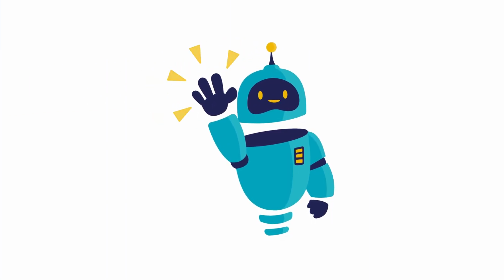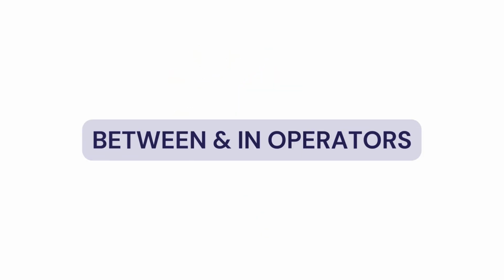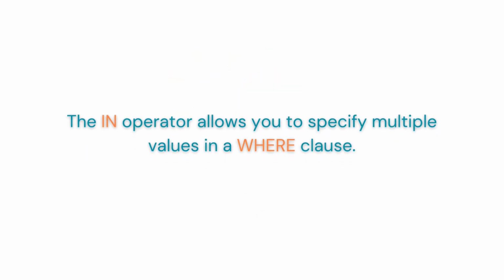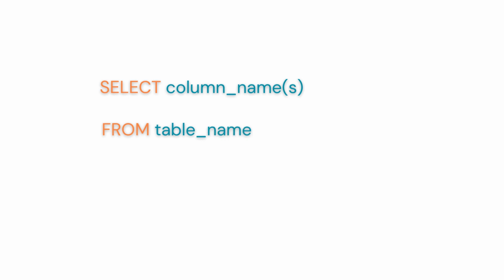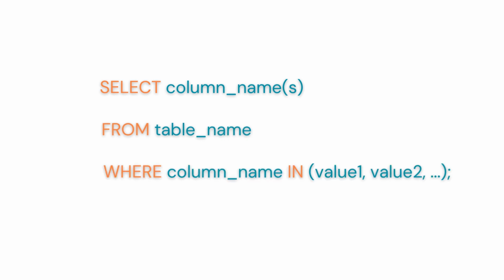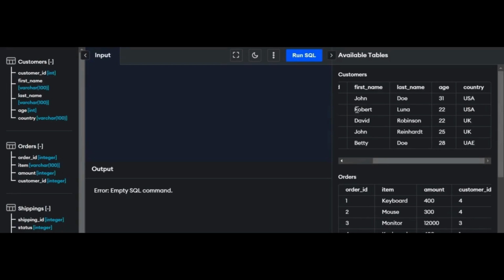In this video, we will be learning about the between and in operators. So let's get started. The in operator allows you to specify multiple values in a where clause. The in operator is a shorthand for multiple or conditions. And the syntax for that is select column names from table name where column name in value 1, value 2 and more.